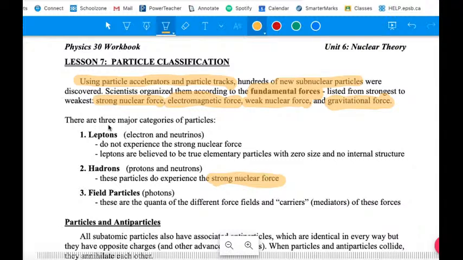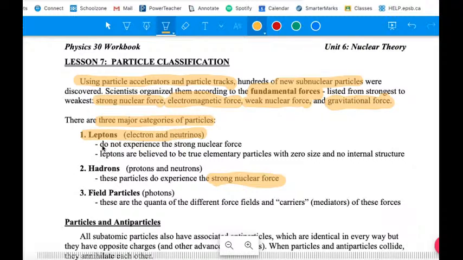Now we have 3 major categories of particles. The first is a lepton. This is actually the bottom rows of the standard model that is shown in the TED-Ed video. This is our electrons and neutrinos. I might have labeled that number 2 and hadrons number 1. Doesn't really matter the order though. So leptons are electrons and neutrinos.